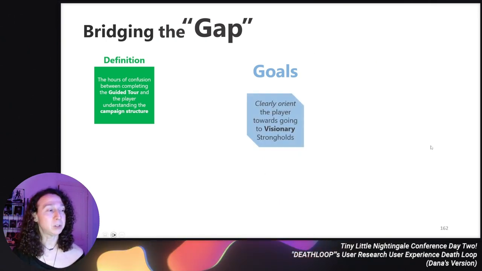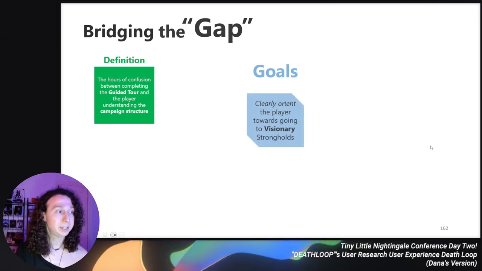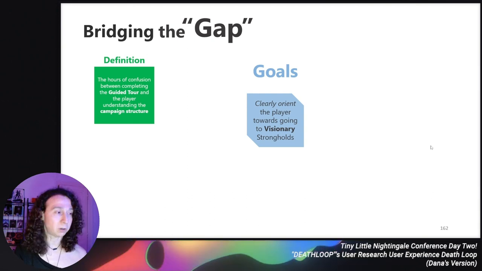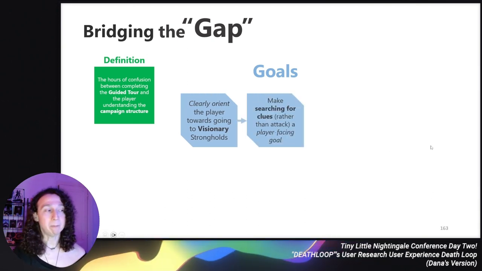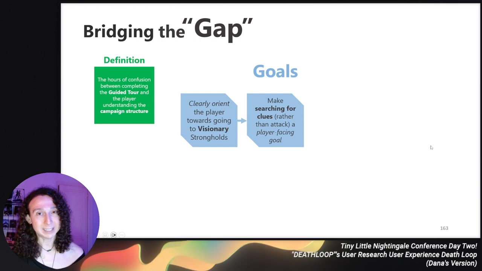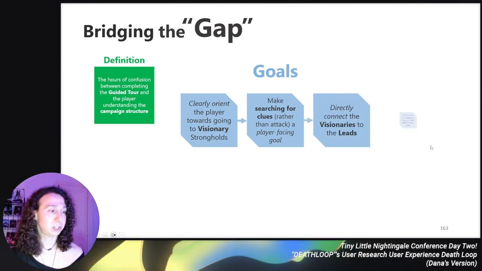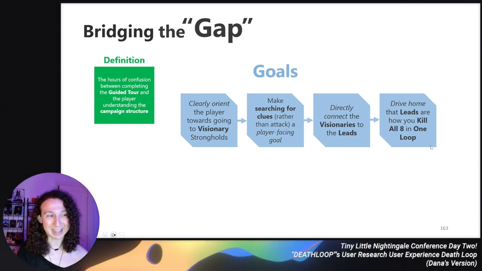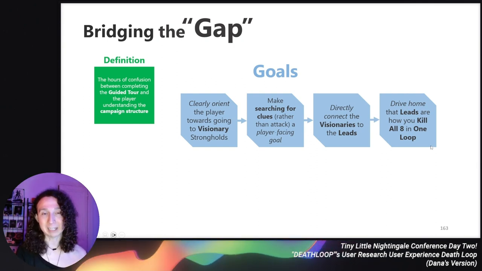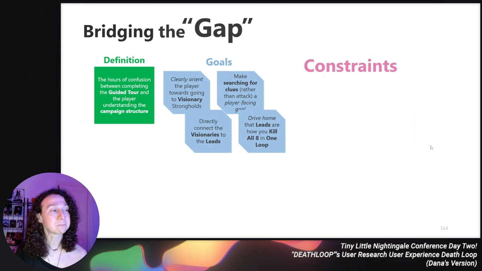Here we are now going to clearly orient the player towards going to visionary strongholds. We want to make searching for clues rather than attack a player-facing goal. We want to directly connect the visionaries to the leads, and we want to drive home that the leads are how you kill all 8 visionaries in one loop.